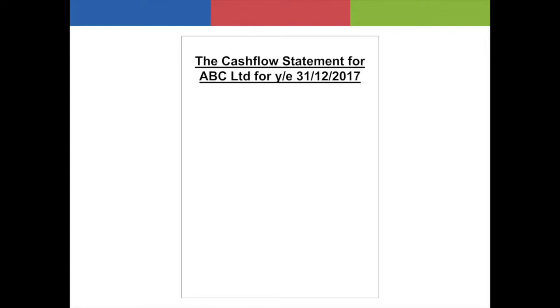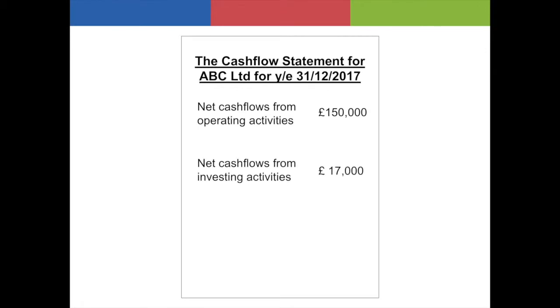At the top we have the title as a cash flow statement for ABC Limited for year ending 31st of December 2017. The cash flow statements are divided into the following sections. The first section is the net cash flows from operating activities. As you can probably tell from the title, this is the amount of cash flow generated from the trading or operating activities of the business. The second section is the net cash flow from investing activities. This section of the cash flow statement shows the cash flows relating to the interest received and interest paid.